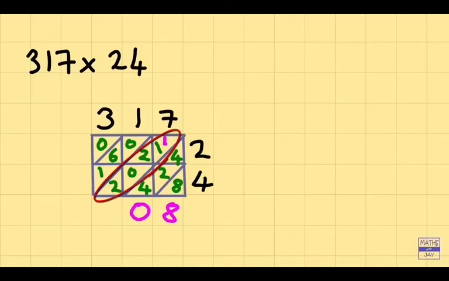Then adding up the number that we've just carried to all the other numbers in that diagonal, we've got 1 and 1 is 2, plus 2 is 4, plus 0 is still 4, plus 2 is 6. So that's our total for that diagonal, nothing to carry this time. The next diagonal adds up to 0 and 6 plus 1, which is 7, and the last diagonal is just 0. So we've got an answer of 7,608.